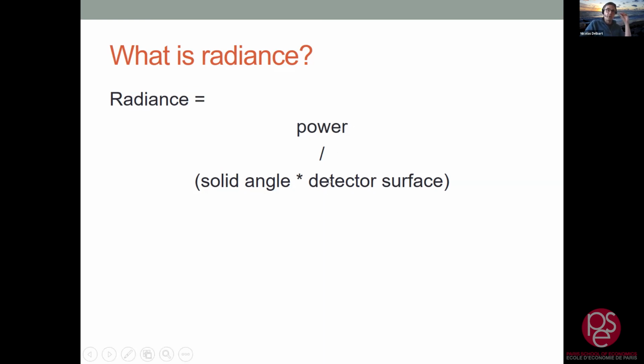So we are not interested in characterizing the size of the detector or the width of the solid angle. So it means this must be removed in the physical quantity that we want to interpret. And the physical quantity so far is power. So we normalize the power by the solid angle and by the detector surface.